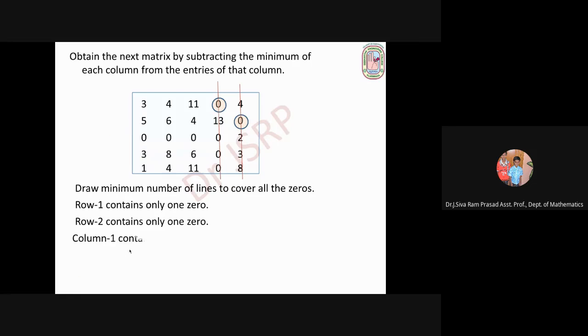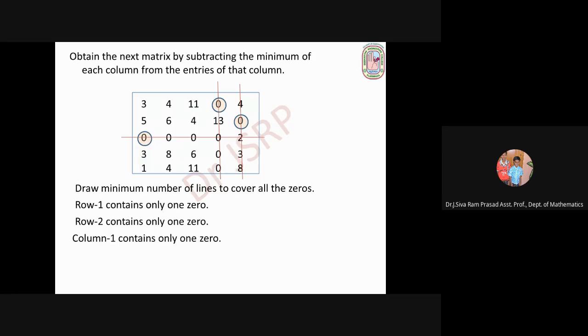Right. Column 1 contains only 1 zero. Circle that zero. So we fix that job. So we fix job C for the first person. So we cross off row 3.